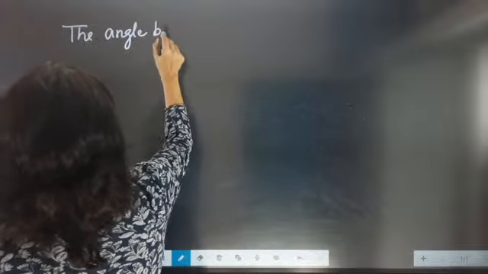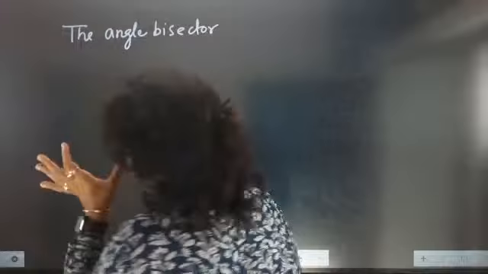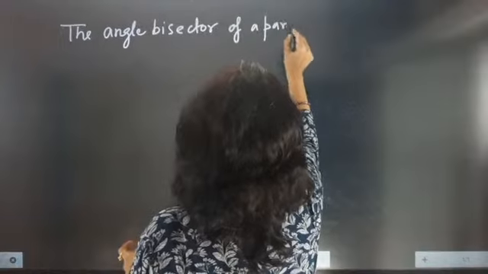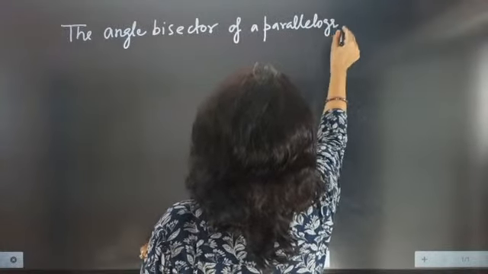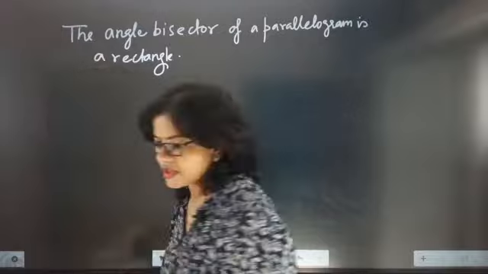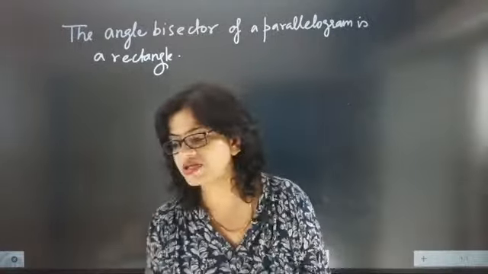Now next question is what? This time you are exactly going to tell me how to solve that. The angle bisector of a parallelogram is a rectangle. Okay, the angle bisector of a parallelogram is a rectangle.